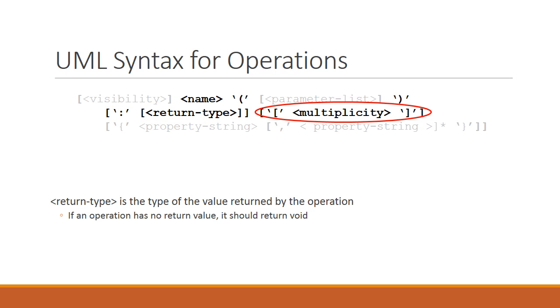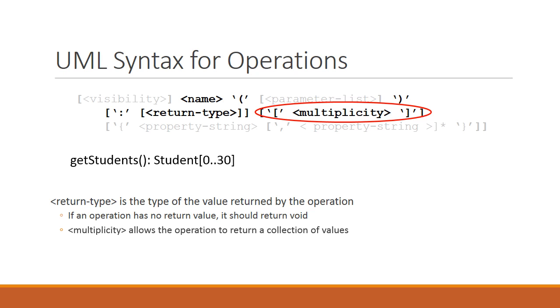Next, let's talk about multiplicity. The multiplicity allows the operation to return a collection of values. So for example, we might have a getStudents operation, and the getStudents operation returns a list of students. In this case, this list of students could have between 0 and 30 students.